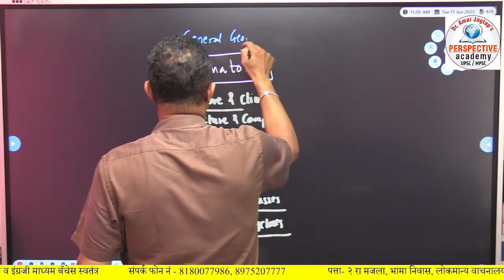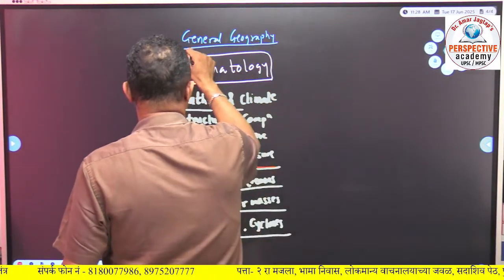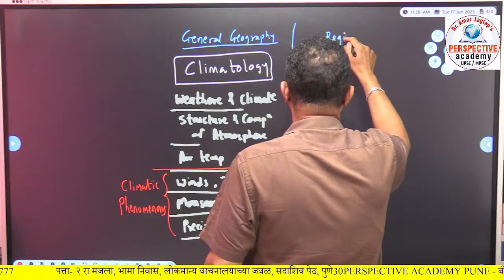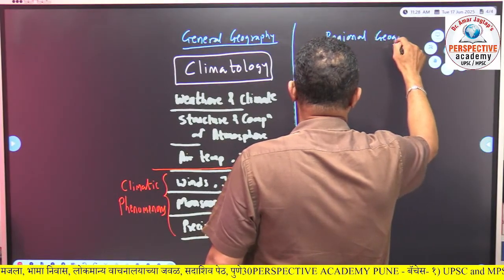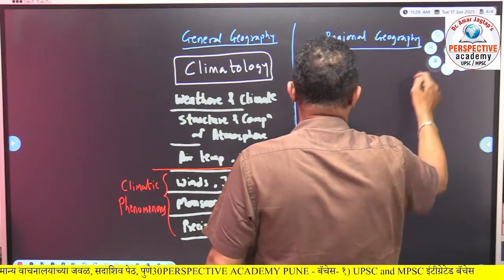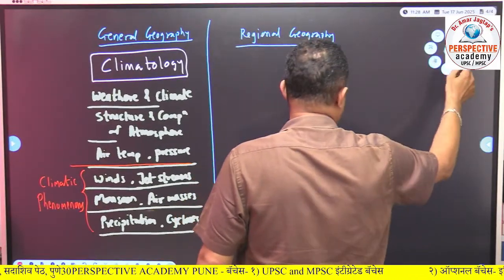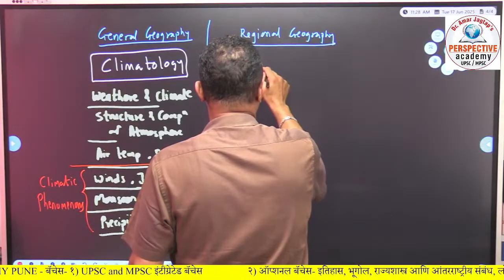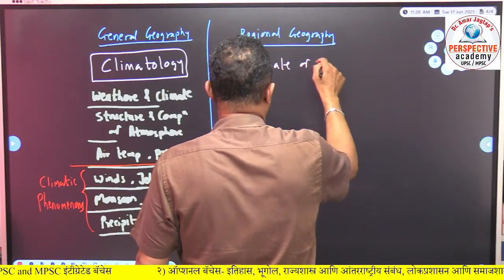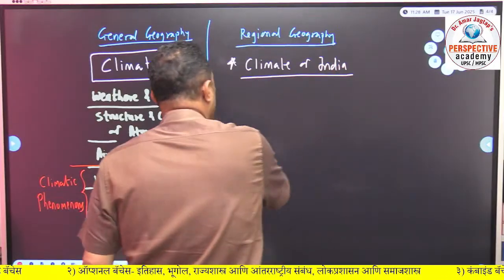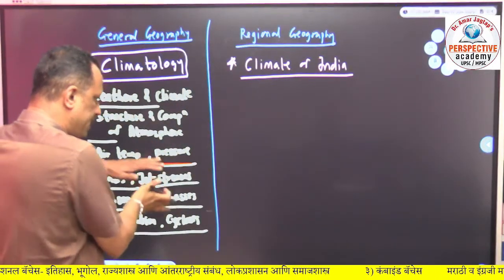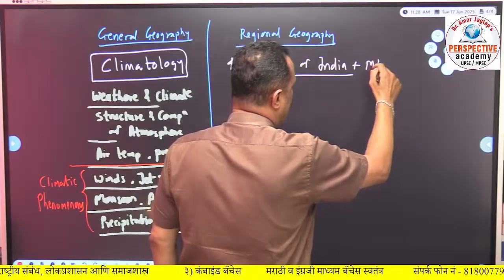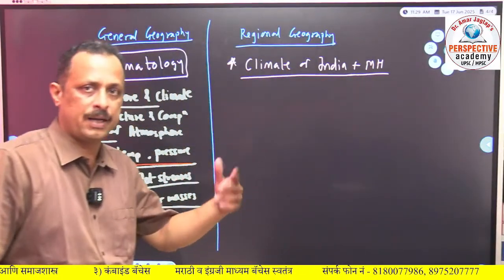general geography. Okay, now try to understand what will be there in regional geography. In this regional geography, we will study first and the most important, climate of India. Application of these basic concepts about India is the climate of India, and along with that definitely climate of Maharashtra also. We cannot separate climate of Maharashtra from India.